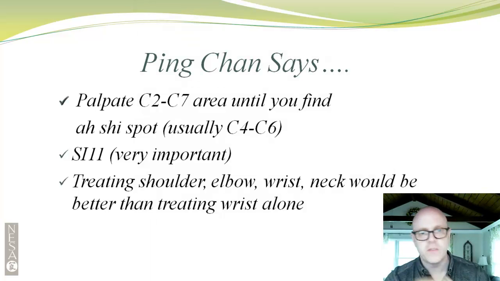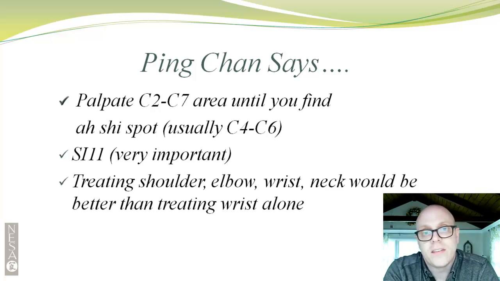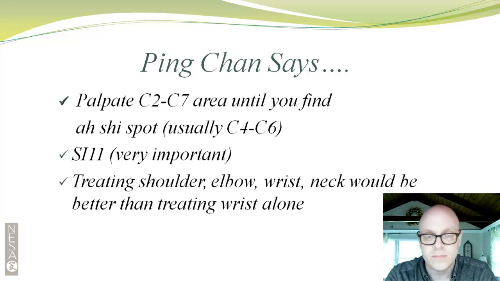Ping Chan was a teacher of mine, traditional bone setter, practices down in the Quincy area. And he often would say, palpate the C2 to C7 area until you find an archure spot, and usually between C4 and 6. And since we know C5 and 6 is often an area where there's degeneration or problems, then we would palpate there maybe to see if there's any sensitivity. I tend not to palpate. I do the orthopedic test to see what's going on, because poking all over the body can sometimes be very time consuming and kind of leads you off track a little bit.